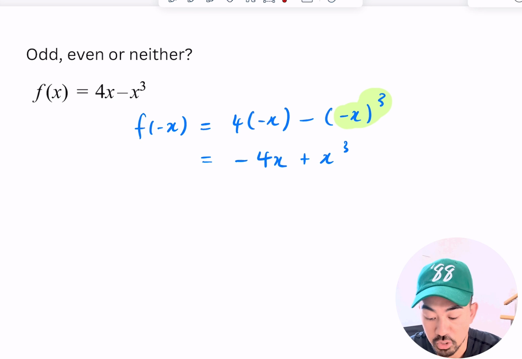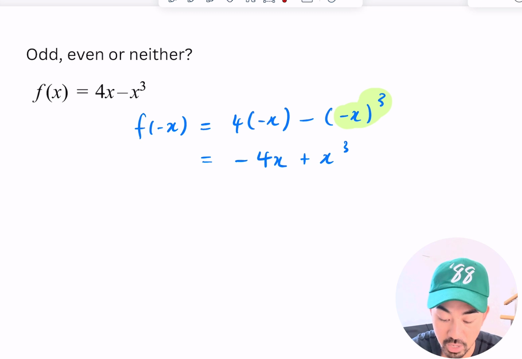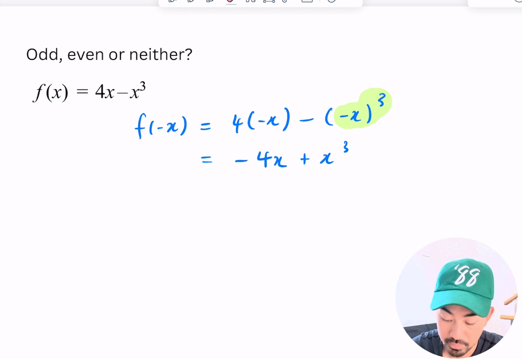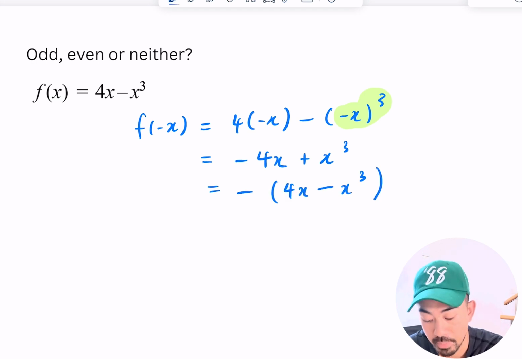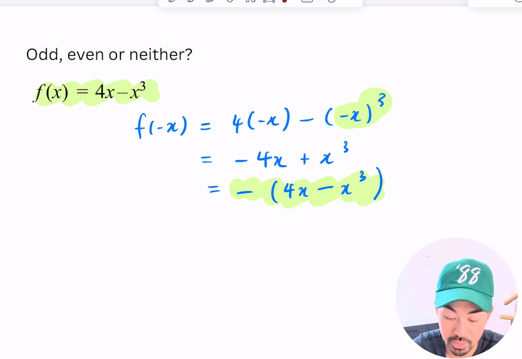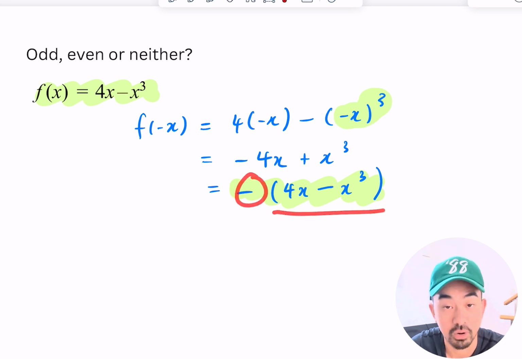Okay, now once you get to this stage, most of the time you want to factorize the negative out, or factorize minus 1 out to see if it's going to be the negative version or not. Because right now, I can definitely tell it's not going to be exactly the same, so it's not going to be even. All right, once you factorize it out, you should get minus bracket 4x minus x cubed. So the question you ask yourself is, is this the negative version of the original function? And yes, right, because it's got a negative outside of that whole function.